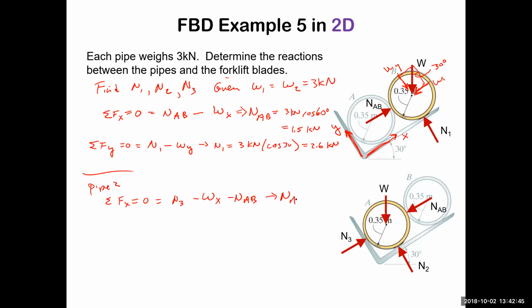NAB is already found, so N3 is going to equal 3 kilonewtons. And the sum of Fy equals 0 is going to give us N2 going up minus Wy going down, and therefore N2 is going to equal 2.6 kilonewtons, again.